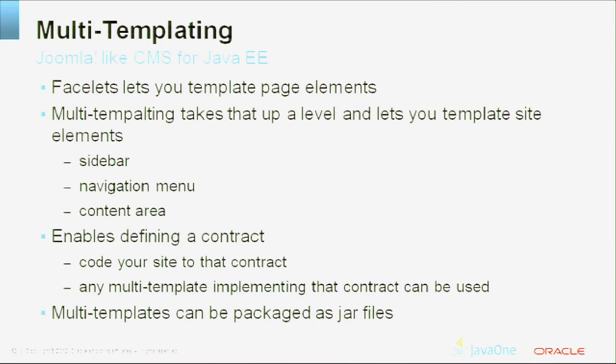The multi-templating feature is very similar to Joomla, and basically if facelets lets you template page elements, then multi-templating lets you take that up a level and lets you template site elements. So sidebar, navigation menu, content area. This enables you to define a contract, and you can code your site to that contract, and then any multi-template that implements that contract you are able to use. And multi-templates also can be packaged as jar files. I don't have a demo of this one, unfortunately.